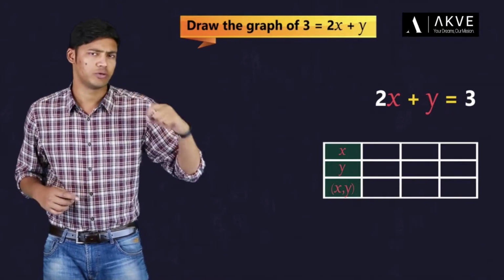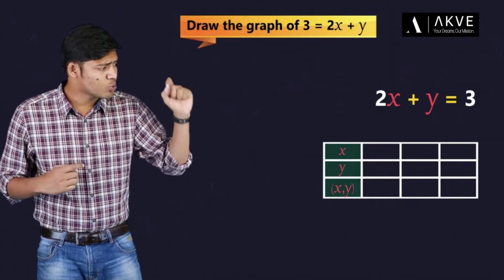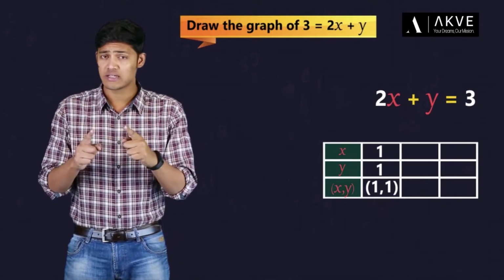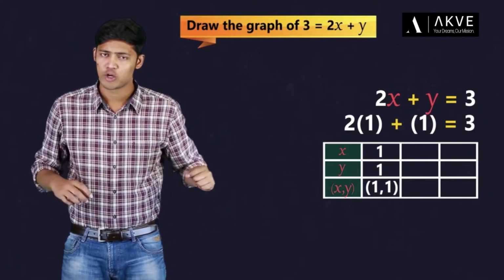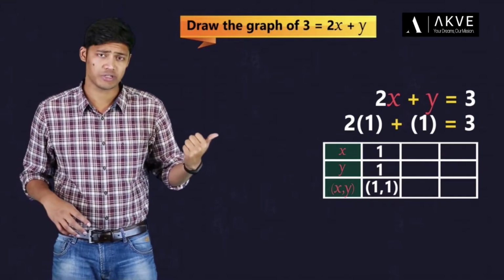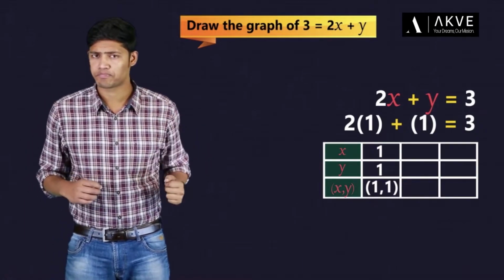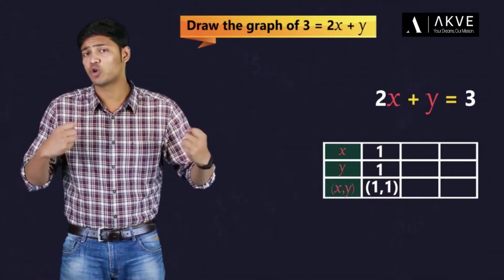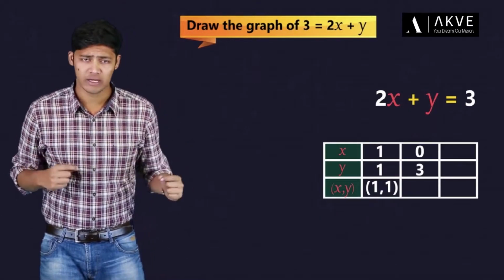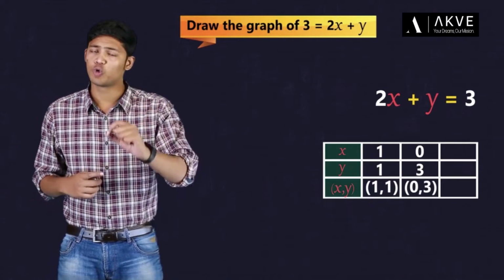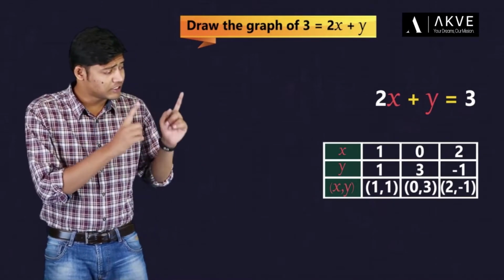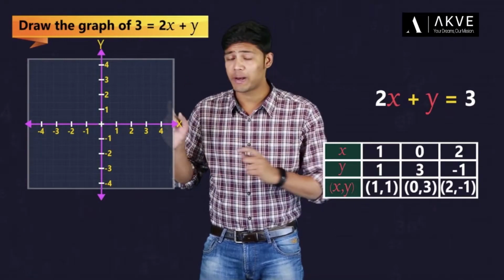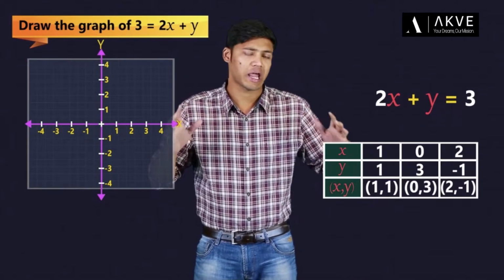The immediate solution that comes to my mind is (1, 1), since 2 into 1 plus 1 is nothing but 3. So one of the solutions to this equation is (1, 1). Similarly, we can find 2 more solutions and they will be (0, 3) and (2, -1). Now we have to just plot these 3 points on the Cartesian plane and connect them with a line.